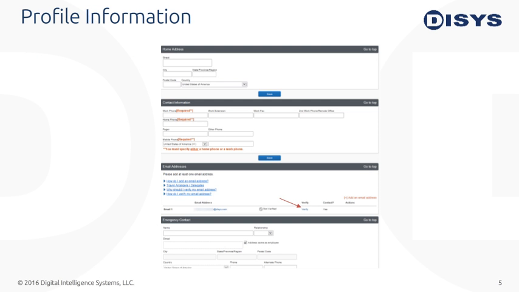After changing your password, go to Personal Information. Scroll down the page and enter as much information as possible, especially your home address, contact information, emergency contact, and travel preferences. It's also important that you verify your email address by clicking on Verify as shown on the screen.